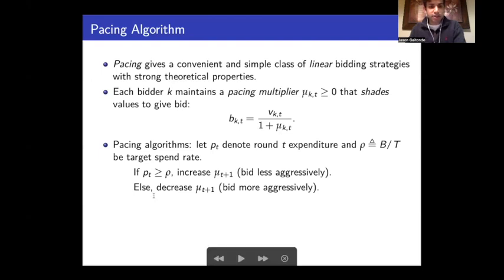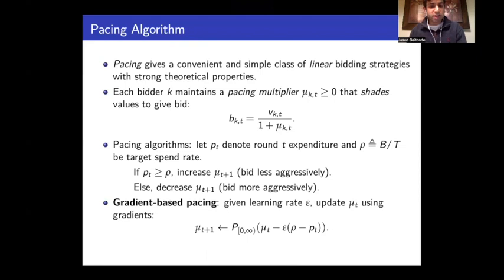If, on the other hand, their expenditure is less than their target spend rate, they'll decrease this multiplier. The effect of this is it'll actually lower the denominator, which will make this bid go up in the next round. So they will bid more aggressively. That's all we mean by pacing algorithms.